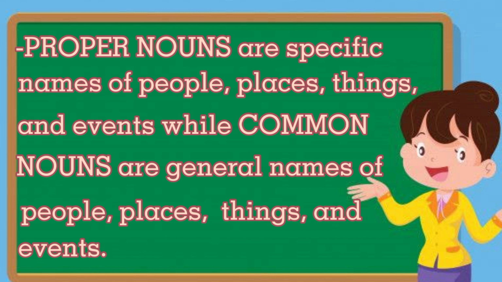As a review of what we just had, proper nouns are specific names of people, places, things, and events, while common nouns, again, are the general names of people, places, things, and events.